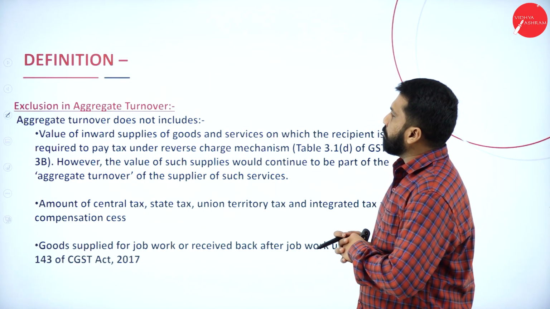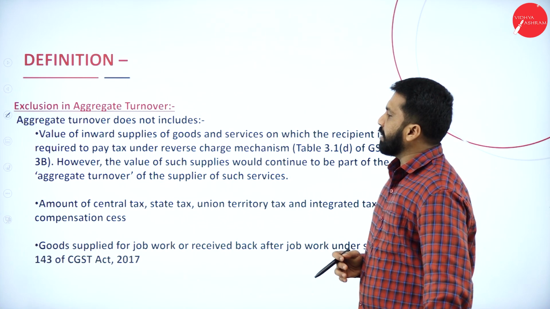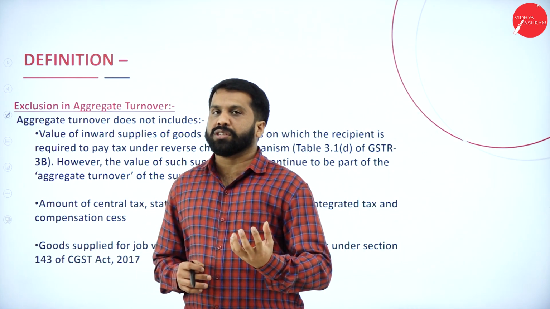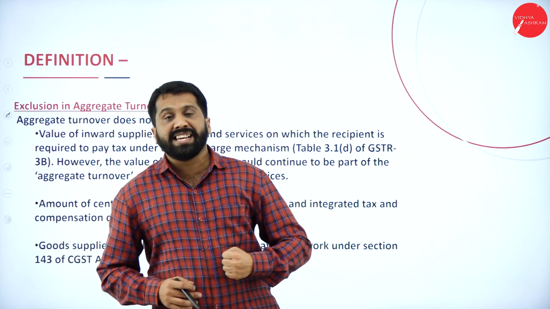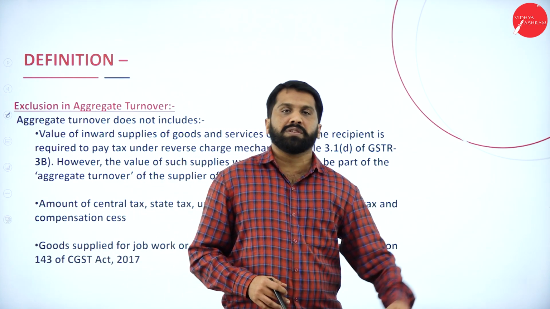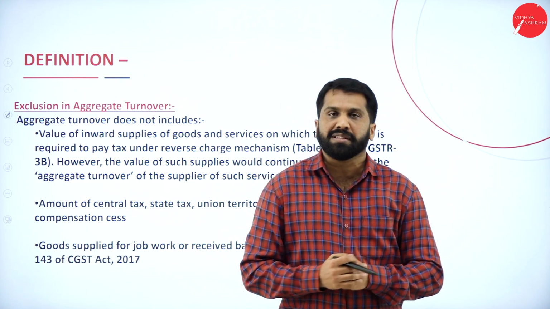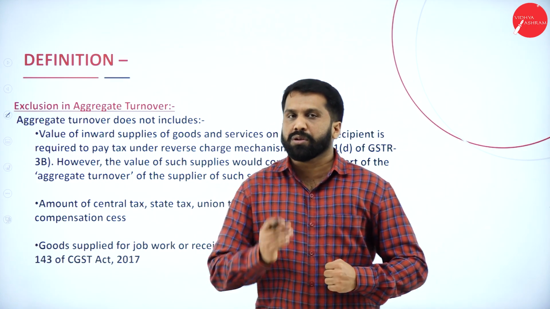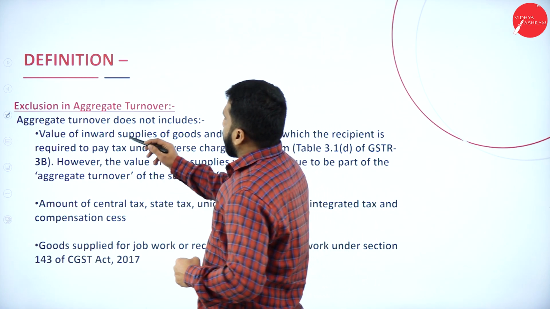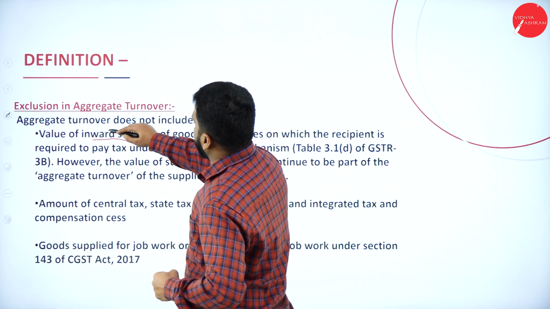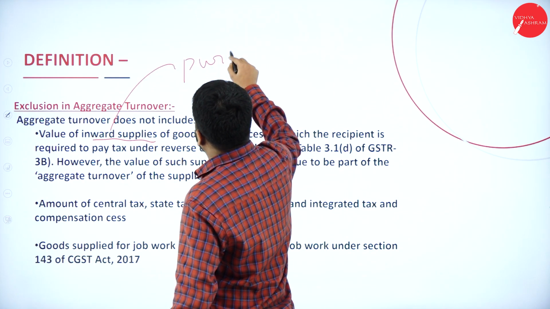Next, exclusion from aggregate turnover. As I told you, which are the things excluded? All the taxes like GST, we exclude. All the inputs like purchases, we exclude. All the job work, if it is not principal to principal basis, we have to exclude. Now, aggregate turnover does not include value of inward supplies. Inward means, remember, purchases.